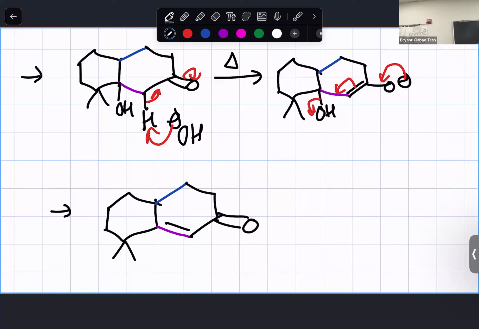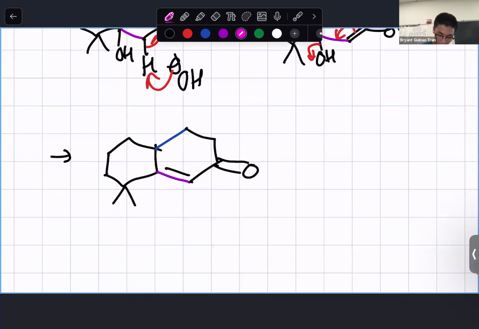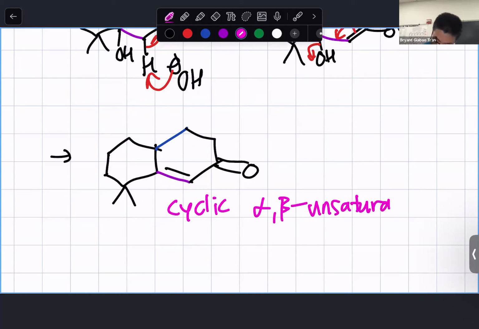An alpha beta unsaturated carbonyl, right? Cyclic. So this is a cyclic alpha beta unsaturated carbonyl because it is in a ring. Yeah, so that's the final answer for Robinson annulation after Michael addition and intramolecular aldol dehydration.